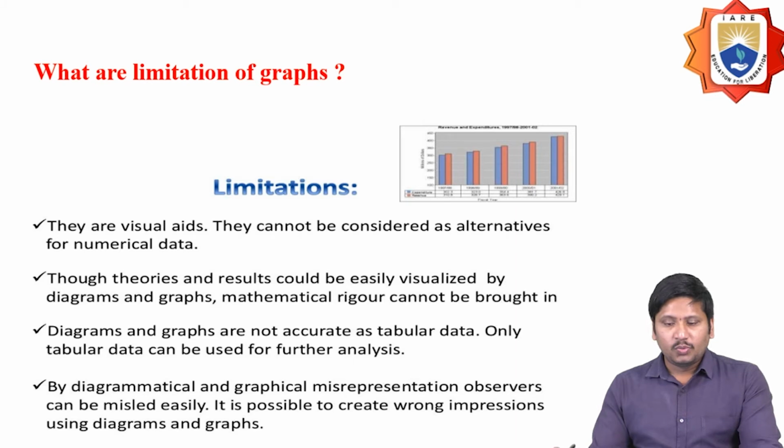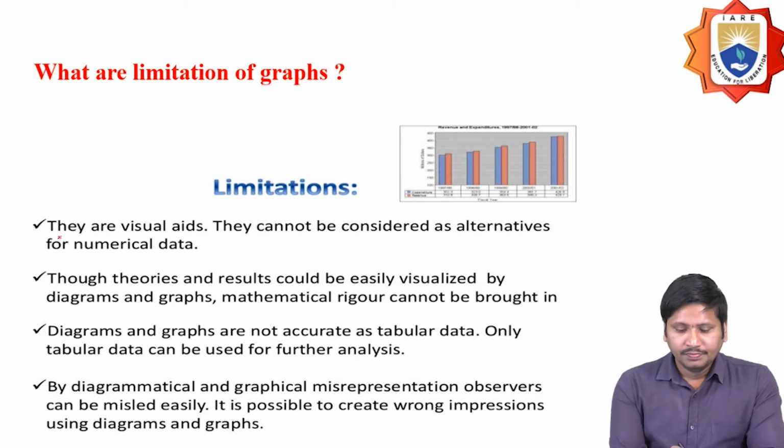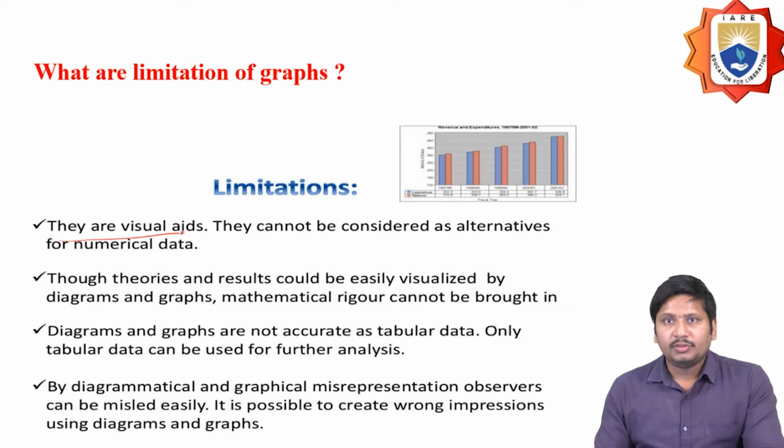And the next question is, what are the limitations of graphs? The limitations are that graphs are usually visualized, so they cannot be considered alternatives for numerical data. Though theorems and results can be easily visualized by diagrams and graphs, the mathematical rigor cannot be brought in, and diagrams and graphs are not as accurate as tabular data.